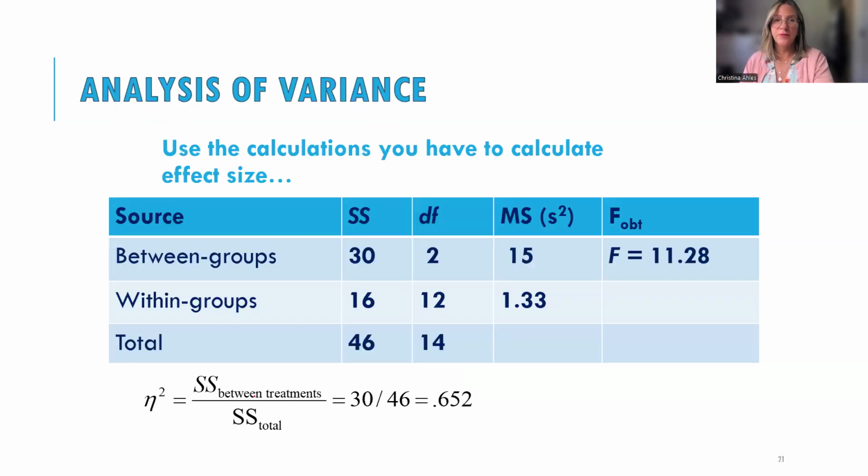So if we look, our between groups or between treatments is 30. Our total is 46. 30 divided by 46 is 0.652. That's our eta squared. So basically saying 65.2% of the driving performance can be accounted for by the cell phone conditions. That's a pretty large percentage in reality.